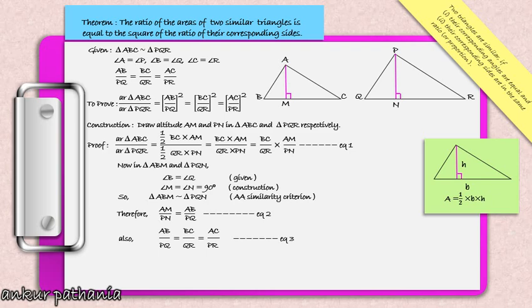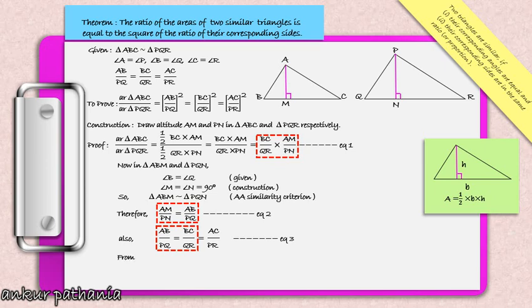Now, if you carefully look at equations 1, 2 and 3, you can see that we have to replace AM upon PN in equation 1. So from equation 2, we can replace AM upon PN by AB upon PQ. And from equation 3, you can see that AB upon PQ is equal to BC upon QR. So we can replace AB upon PQ by BC upon QR.